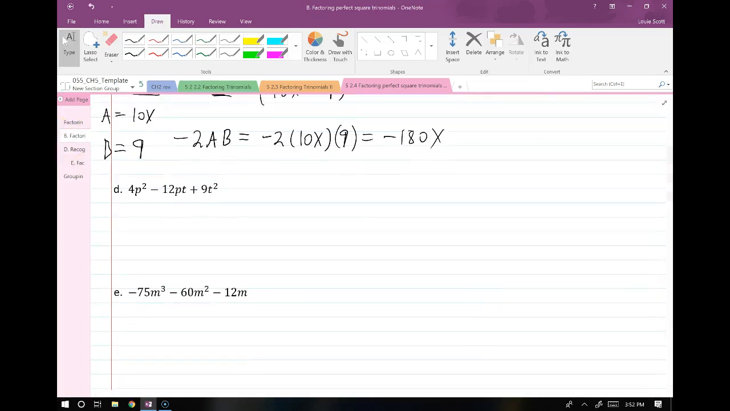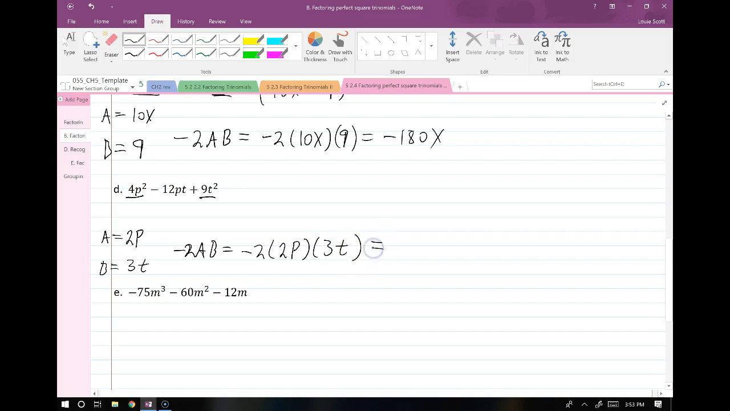Let's keep going. So here's another one, right? So my a is the square root of this first term. So a is 2p. My b is the square root of the last term. So my b is equal to 3t. Negative 2ab, that is equal to negative 2 times a, which is 2p, times b, which is 3t. In the end, 2 times 2 times 3, that does end up giving us negative 12 pt.